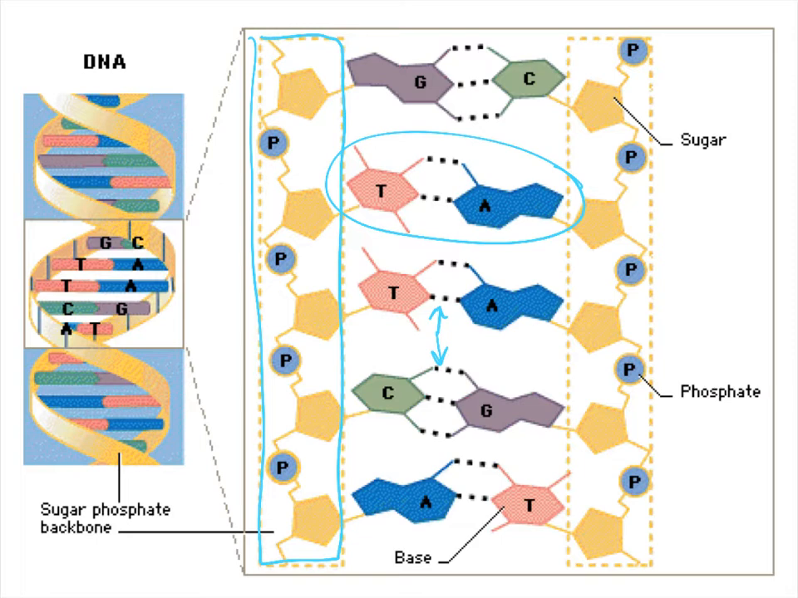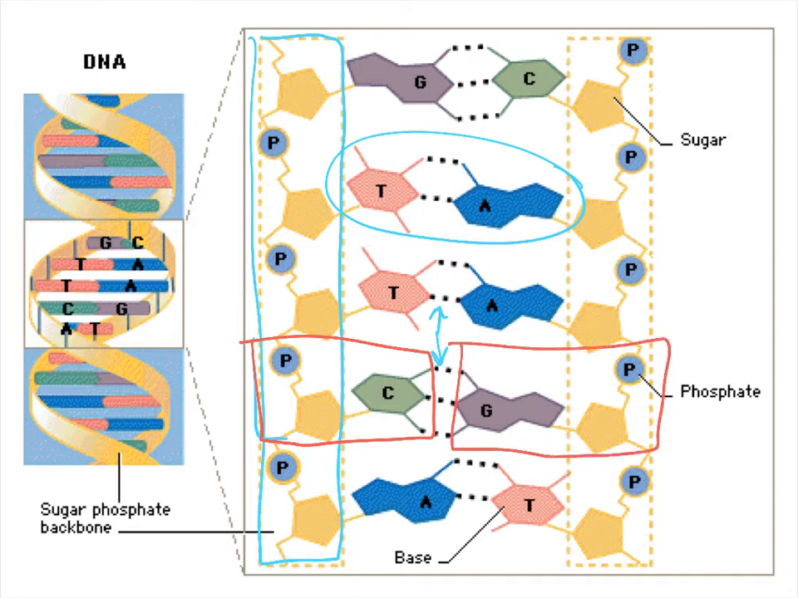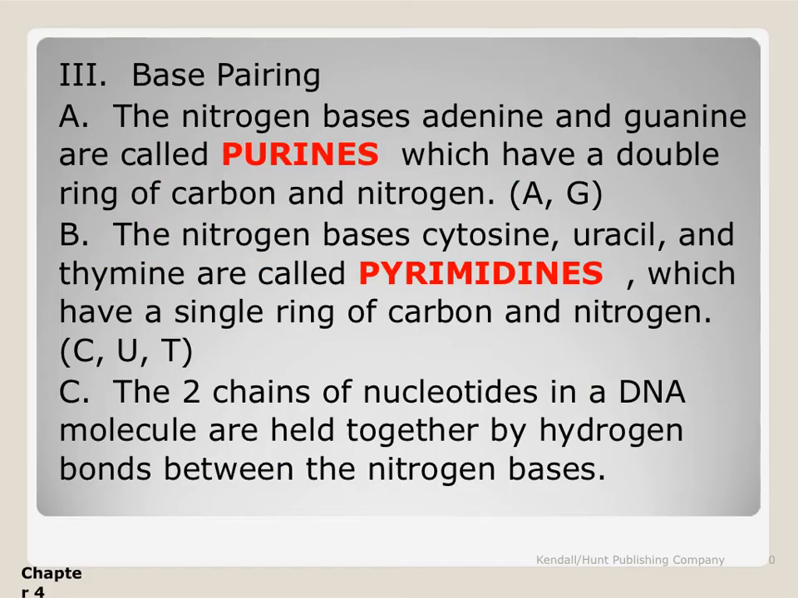So it takes two nucleotides. Remember, you've got your phosphate group, your sugar, your nitrogen base. So there's one nucleotide, and then here's another nucleotide. So it takes two nucleotides to make one rung on the ladder.